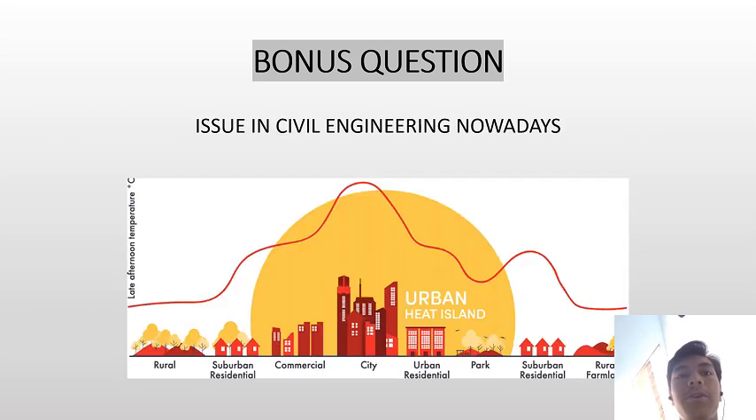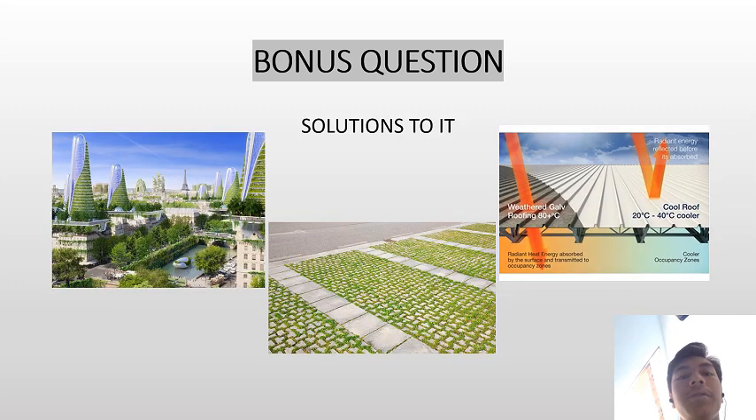So the issue is the urban heat island effect. Overpopulation and urbanization contribute to the urban heat island effect, causing elevated temperatures in cities, impacting both human comfort and infrastructure integrity. The solution is incorporating green infrastructure such as green roofs and permeable pavement, promoting urban forestry, and utilizing cool roofing materials to mitigate heat absorption and reduce the urban heat island effect.